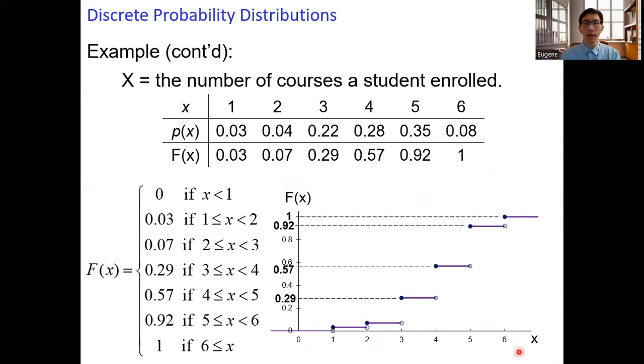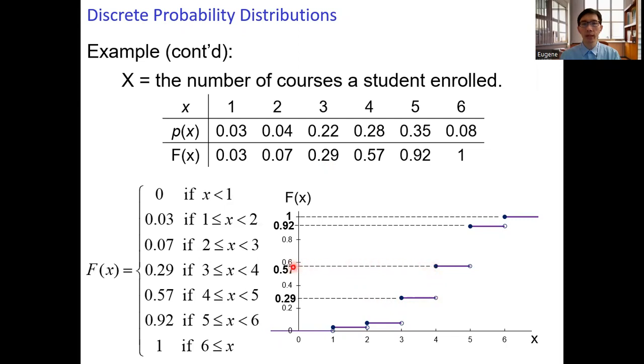On the right-hand side, we have the graph of the CDF. For example, at X equals 3, the CDF value is 0.29. And the value of the CDF is constant as X moves from 3 to 3.99999 until X equals 4. The CDF jumped from 0.29 to the value 0.57.